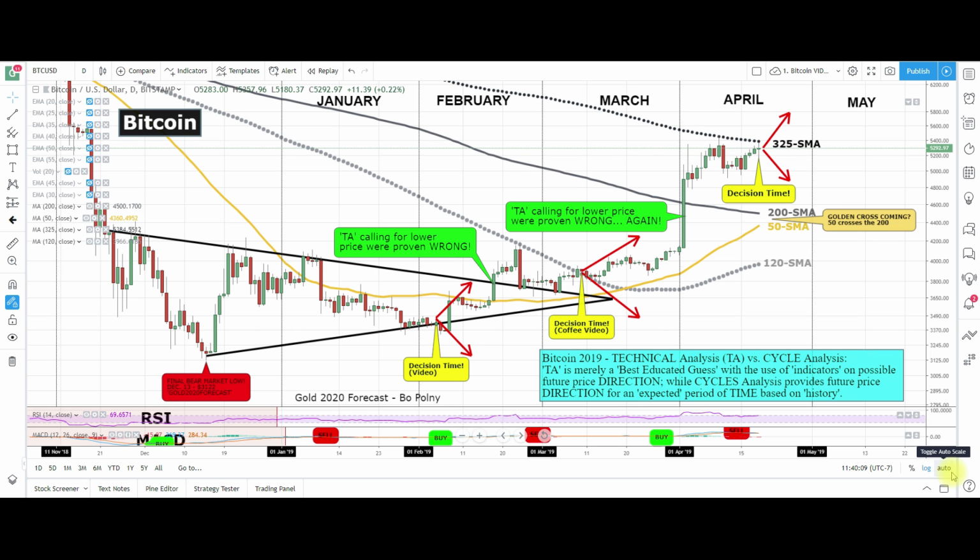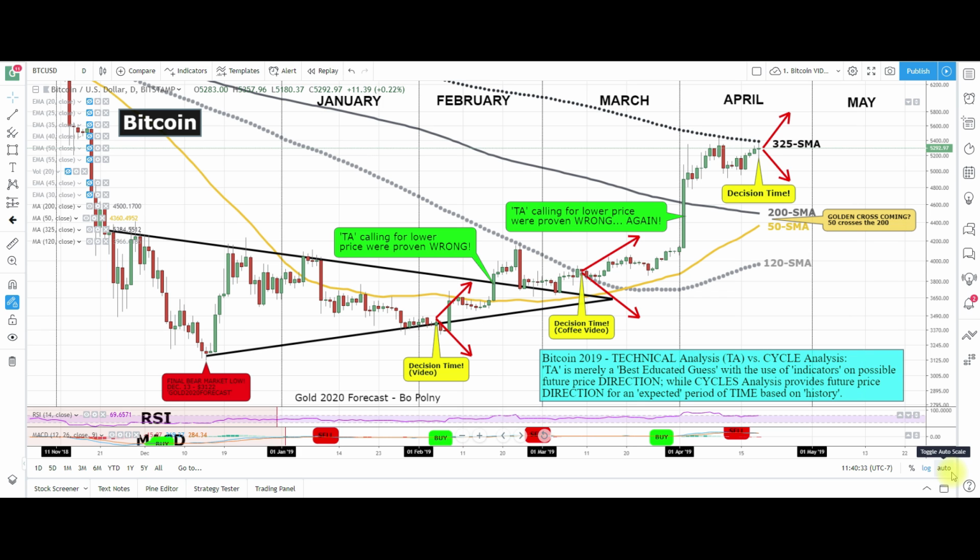As a definition, technical analysis is merely a best educated guess with the use of indicators on possible future price direction, while cycle analysis provides the future price direction for an expected period of time based on history. So that is the distinct difference between technical analysis and cycle analysis.